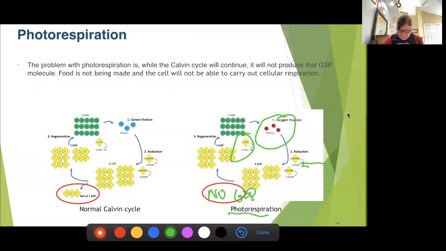We call this photorespiration because, right, respiration, you take in oxygen. So it's taking in oxygen, but it's using the products from the light reaction to make no food. So it is a negative process for plants.